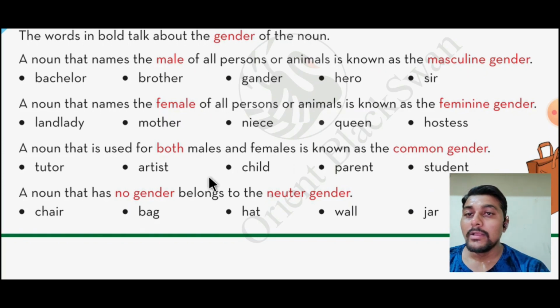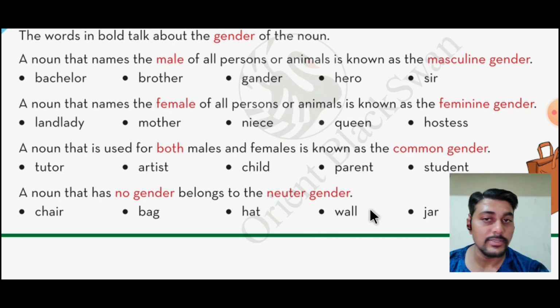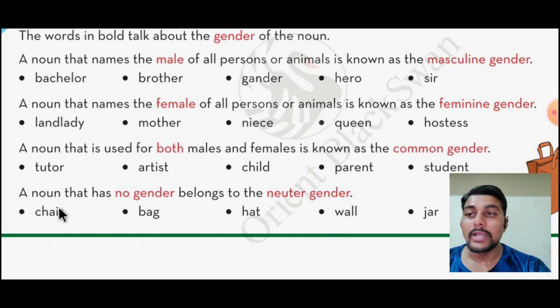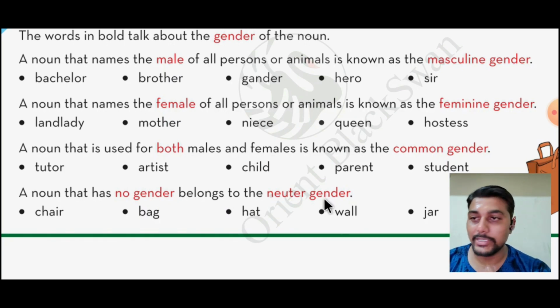Then the fourth one: a noun that has no gender belongs to the neuter gender. All these things are non-living things. We have completed this. So a noun that has no gender belongs to the neuter gender, or in other words, all non-living things will come in this category. These are examples: chair, bag, hat, wall, and jar, and many more.